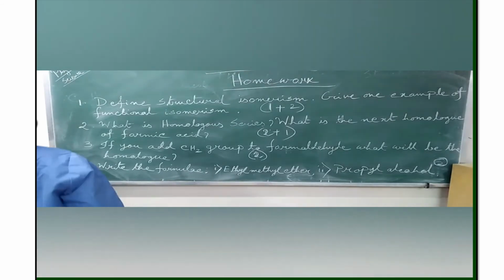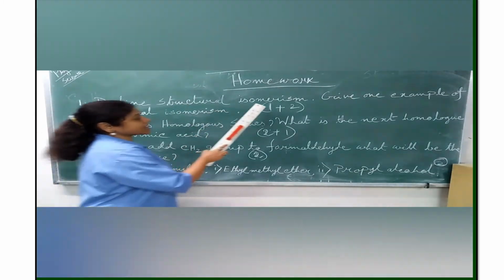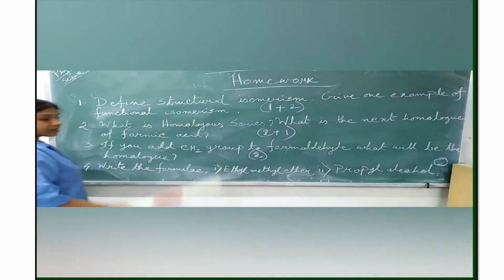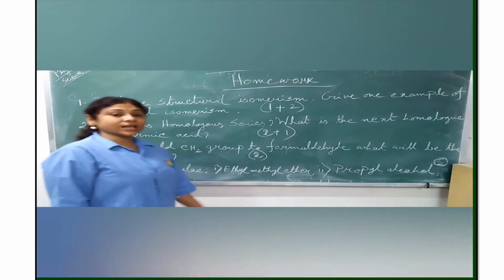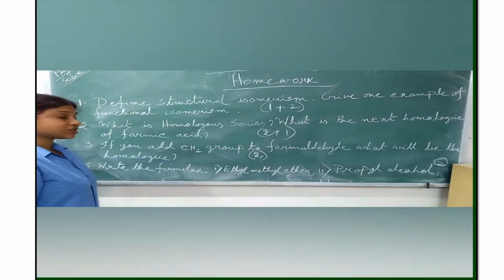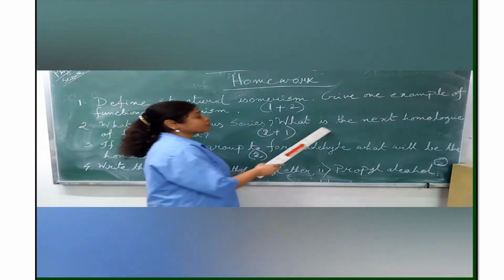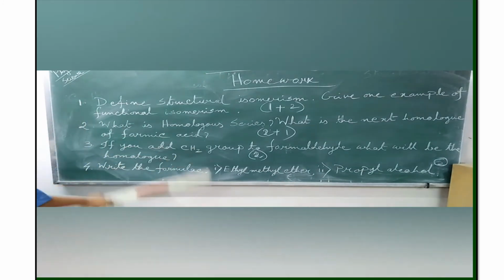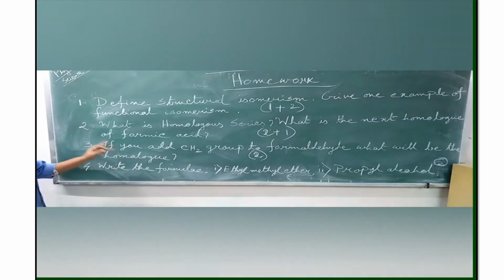So class 10, this is your homework. First one, define structural isomerism. Give one example of functional isomerism. Okay? Give one example of functional isomerism means you have to write down 2 formulas with structure. Next, what is homologous series? Define. What is the next formula of formic acid? Just write down the formula and name both.